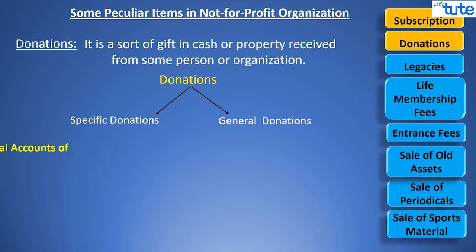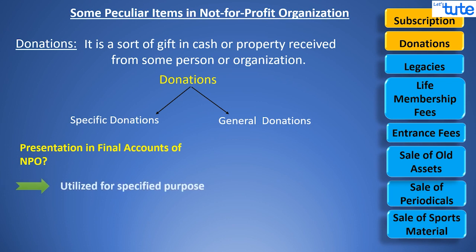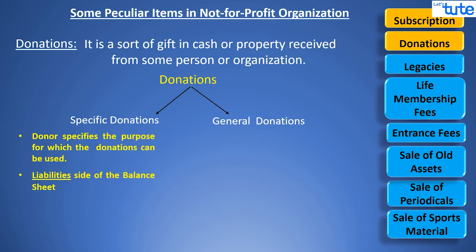So where to show these specific donations in the final accounts of NPO? Friends, do note that such donations are to be utilized only for the specified purpose and hence shown on the liability side of the balance sheet irrespective of the fact whether the amount is big or small.